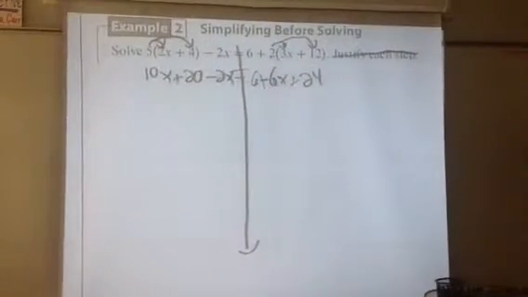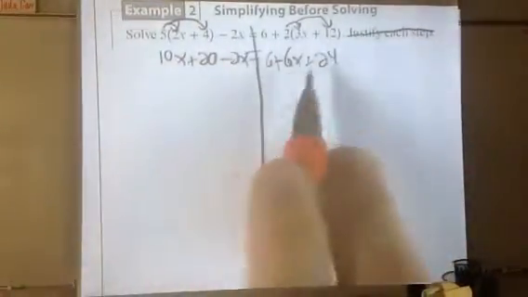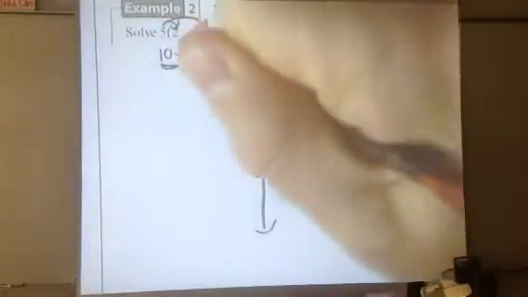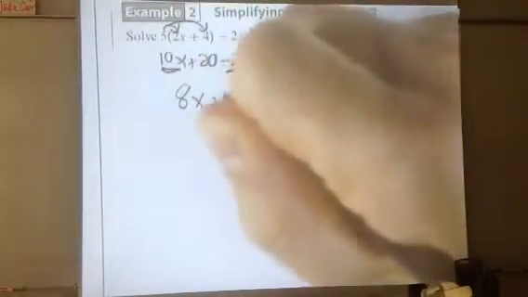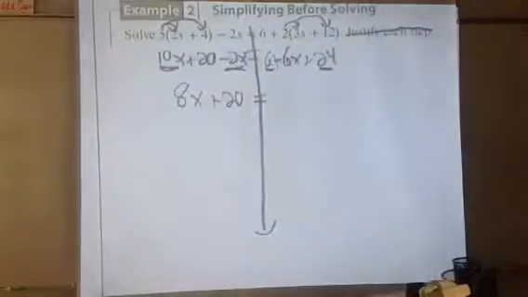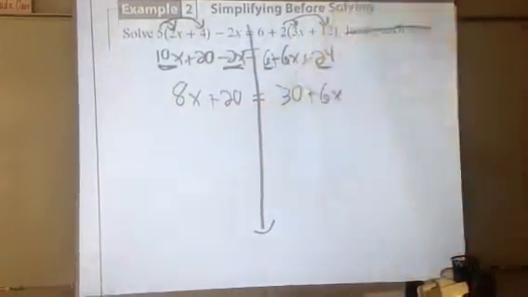Now, after I've distributed, I've still got some cleaning up to do. I notice that on the left side and on the right side, I have some like terms that need to be combined. I've got 10x. I've got a negative 2x. 10x minus 2x gives me 8x plus 20, which equals, I can combine 6 and 24. 6 plus 24 equals 30. So I've got 30 plus 6x.